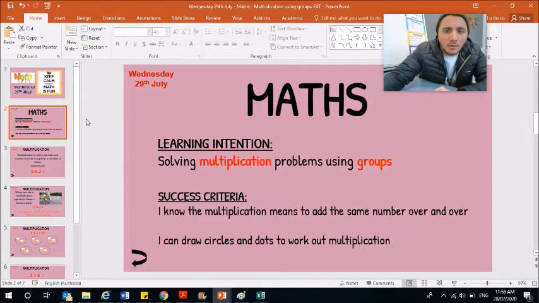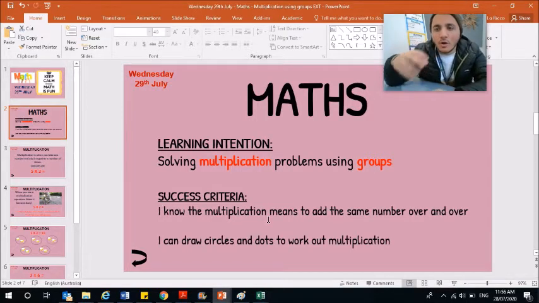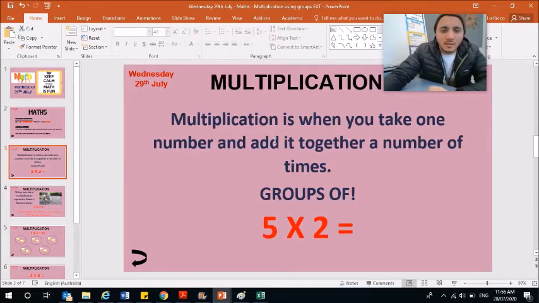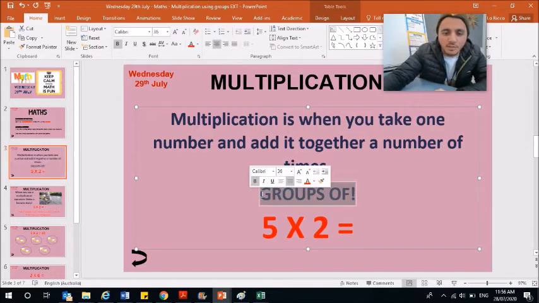So let's look at our learning intention, solving multiplication problems using groups. To be successful, I know multiplication means to add the same number over and over, and I can draw circles and dots to work out the multiplication. So let's have a look. Multiplication is when you take one number and add it together a number of times. We're going to be learning groups of this week.